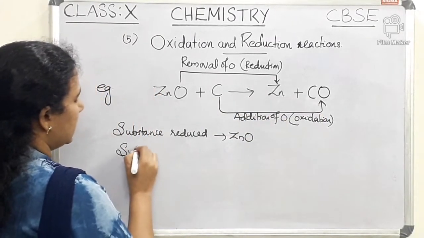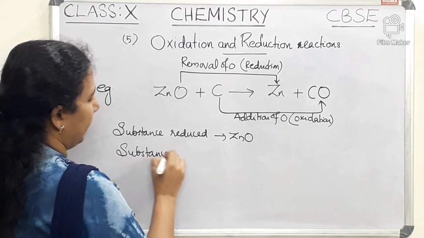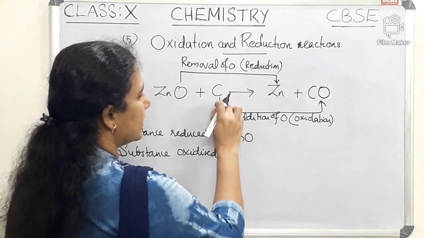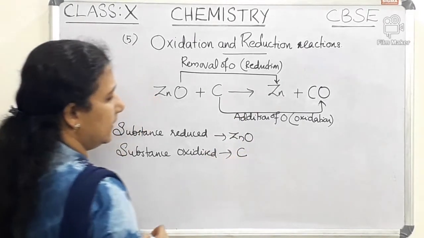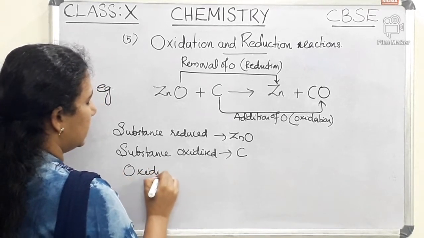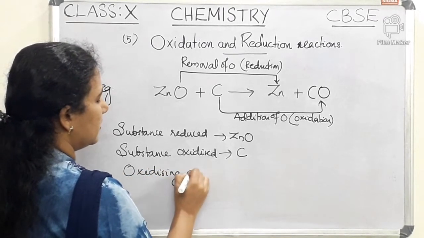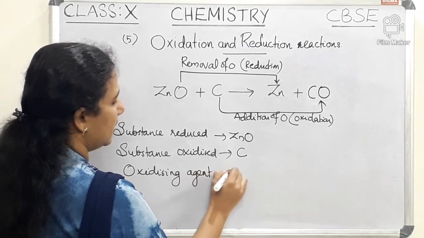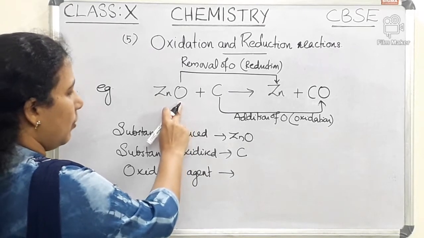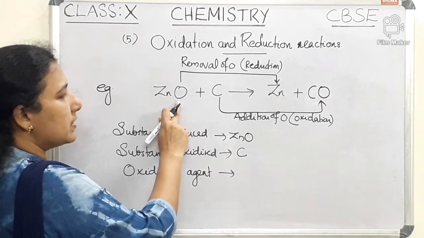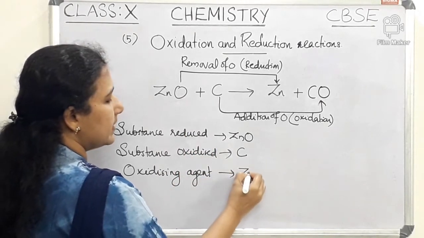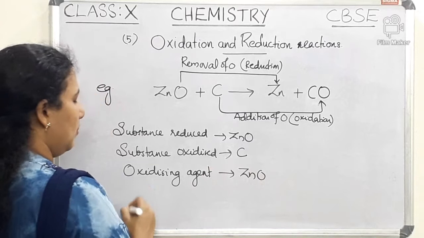So the substance oxidized is carbon, C. Now let's write the oxidizing agent and reducing agent. Here the oxidizing agent is ZnO. That means ZnO supplies oxygen to carbon. So the oxidizing agent here is ZnO.